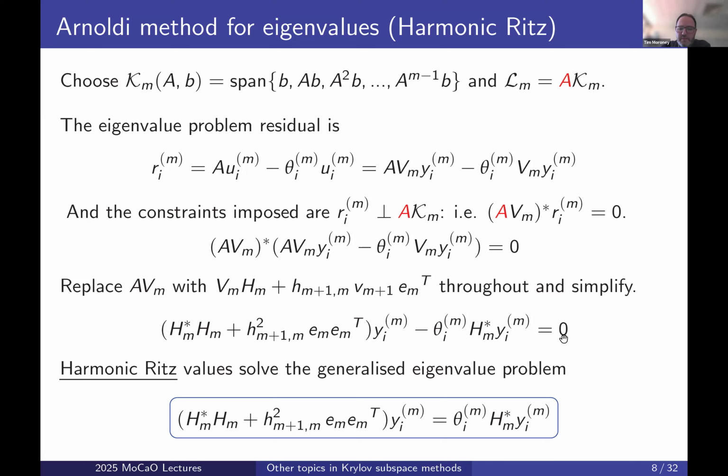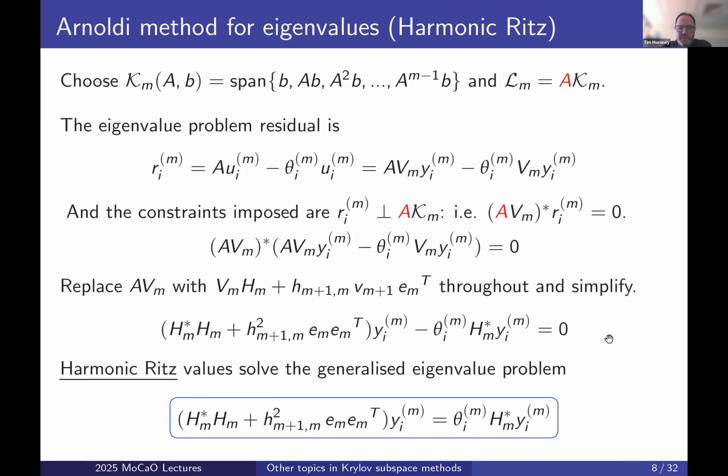So the theta yi term for the usual eigenvalue problem is inheriting a matrix of its own. Right, so it's got an HM star in there. And the new matrix you get over here used to be just HM, right, for the standard Ritz projection, is not at all just HM. It's HM star HM plus this rank 1 update. And so this is a generalized eigenvalue problem.